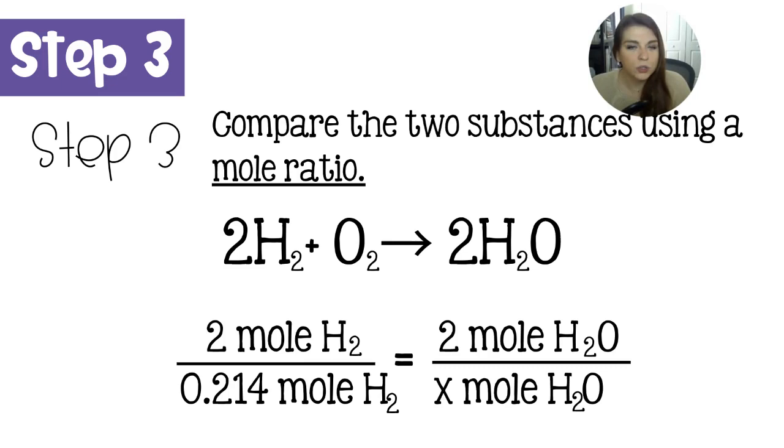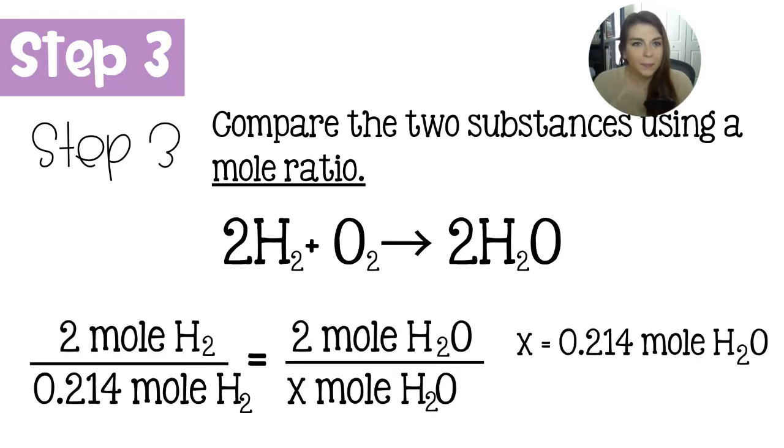Because this is a 2-to-2 or really a 1-to-1 ratio, you didn't really have to set this one up. Those of us who are pretty math-brained know this. Some of us have to set it up in order to see it, but regardless, you would cross-multiply and solve for x in this case. Whether you actually solved for x or you just math-brained it, you wind up with 0.214 moles of water vapor.